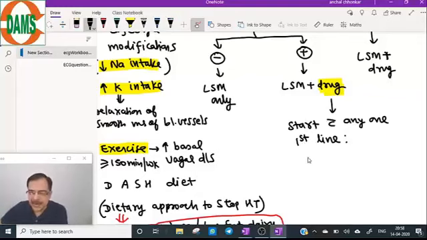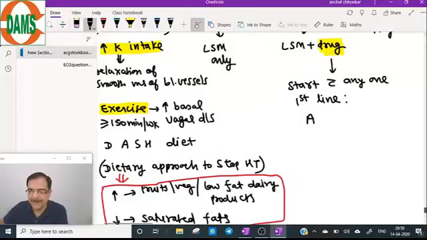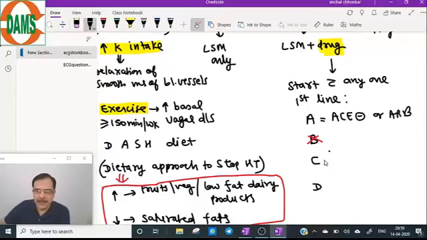So the first line drugs are A, B is no longer the first line drug, C, D. A is ACE inhibitors or ARB. C stands for calcium channel blockers, D stands for diuretics. So we choose from these first line agents, either ACE inhibitor or ARB.